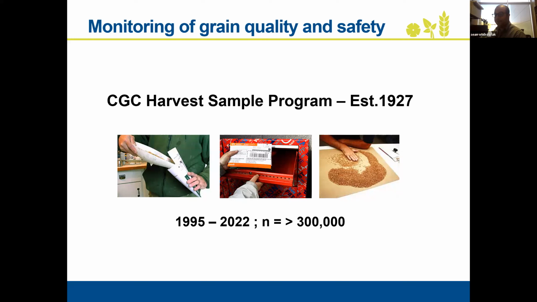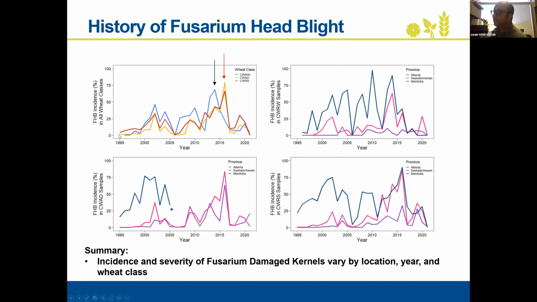But we can actually look at that grain and look for all the grading factors, including Fusarium. And we've done this since 1995 for over 300,000 wheat samples. So this is like a massive, massive data set. And this is what the data shows. So early 1990s, like 1995, not a whole lot going on in terms of Fusarium across the different wheat classes. So this is winter, this is durum, this is red spring. Red spring is the most popular wheat that's grown in Canada, this red line.